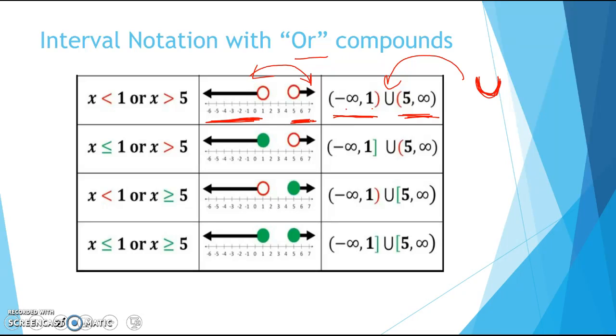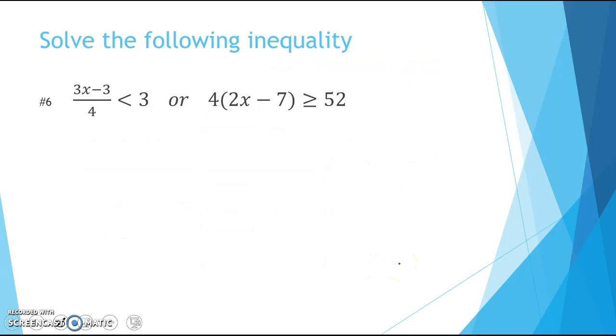And then if it includes the 1, well then this parenthesis here would change to a bracket. If it includes the 5, well then this parenthesis here would change to a bracket down here. And if it includes both of them, then they're both brackets. And so now let's take a look at this particular inequality.